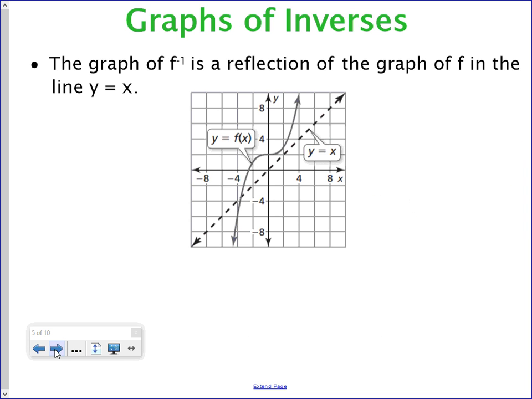Now, graphically, just so you understand, if you're switching x and y in an equation, or you're switching x and y in a table, or from ordered pairs on a graph, that means that you're basically reflecting an actual graph over the line y equals x. So I've got a picture of a graph up there. It looks like a cubic function that's been shifted up 1. And then I've got the dotted line there. That's the line y equals x.